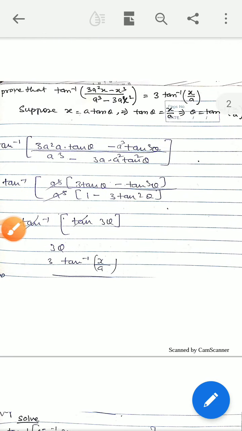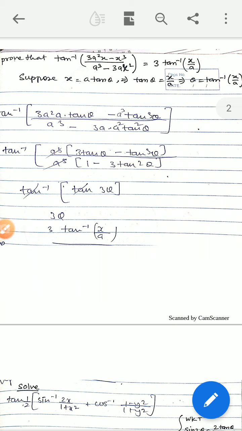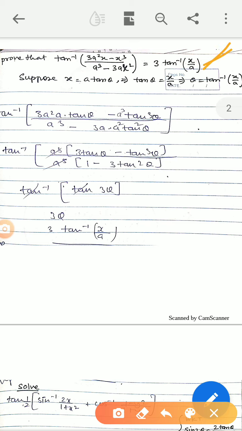Next question is, look here, tan inverse of 3a square x minus x cube upon a cube minus 3a x square equal to 3 tan inverse x by a. This you have to prove. How can we prove it? Look here, you will suppose first x equal to a tan theta. When you suppose x equal to a tan theta, what do you get? Tan theta equal to x by a, and by this you get theta equal to tan inverse x by a.